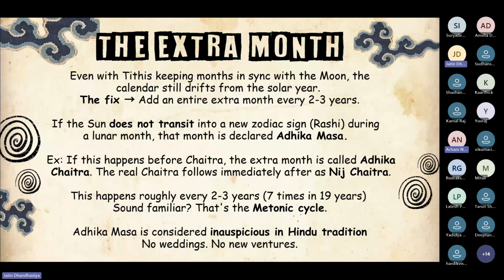Adhika Masa is considered inauspicious in Hindu tradition because there are no weddings and no new ventures in this month. Now, there's not an astronomical reason for this inauspiciousness. It's just a belief.